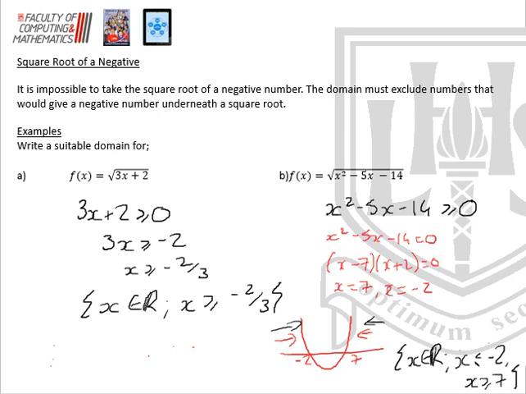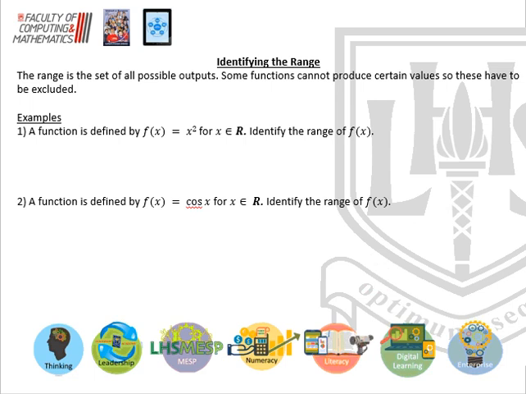Now lastly, the range. The range of values that can come out. There's two typical things here as well, and it's stuff you've worked with already. A function is defined by f of x is x squared. Identify the range of f of x. That range is the range of values that can come out of that function, the outputs for that function.